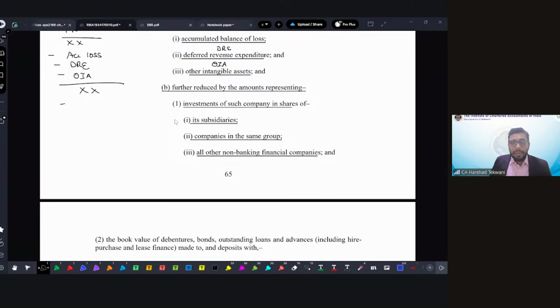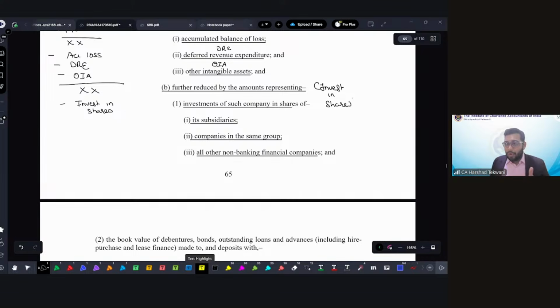So, less: investment in shares. Now these shares basically are of a subsidiary, same group company and NBFC, not any other company. Either it should be a subsidiary, a company in the same group, or any other NBFC. But if it is not a subsidiary, not in the same group, not an NBFC, I'm not required to count it here.